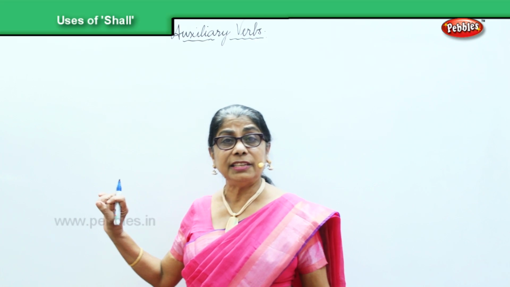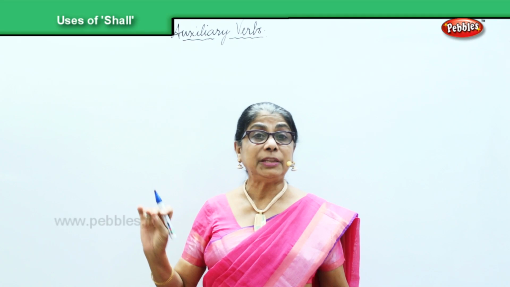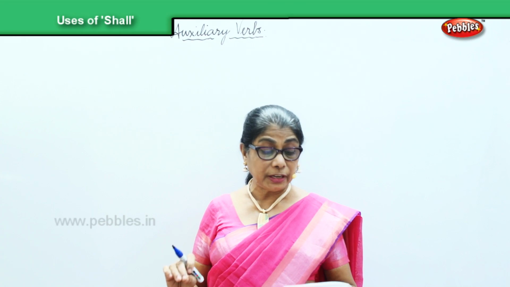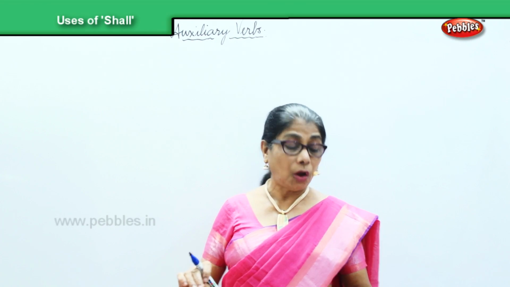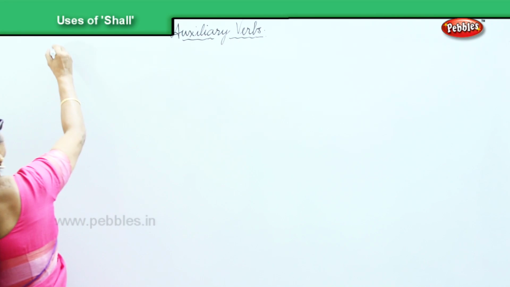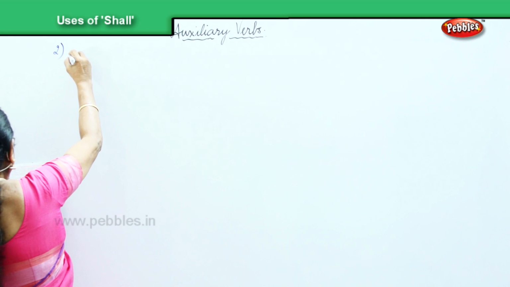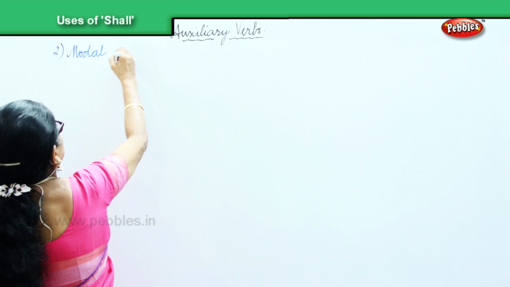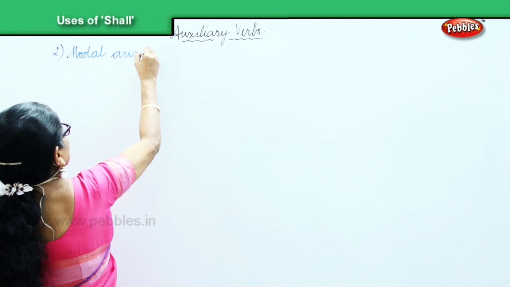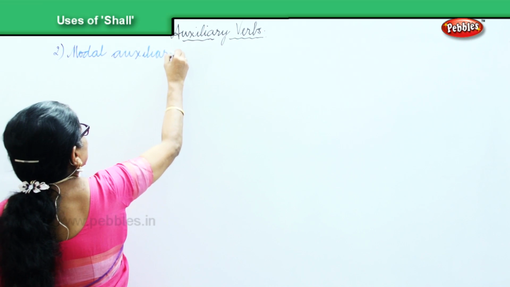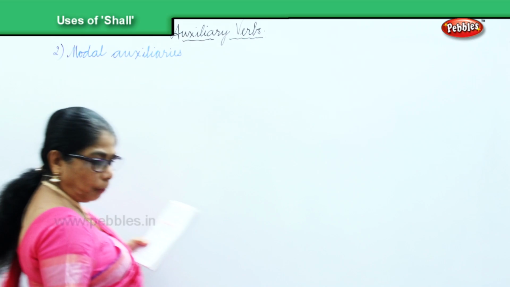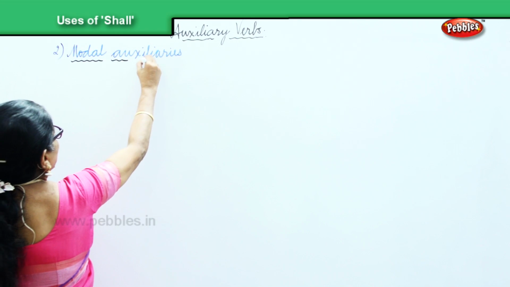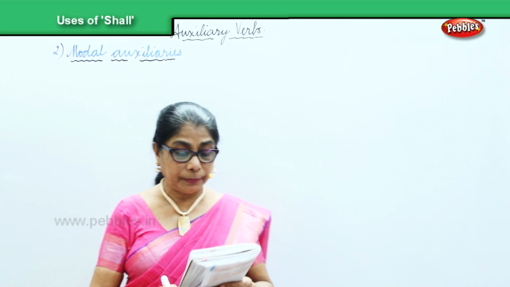We had done the first kind of auxiliary verb, that's the principal auxiliaries. Now we look at the second kind of auxiliary verb, that is the modal auxiliaries. So that's the second one. The second one is modal auxiliaries. Modal auxiliaries. Okay? The second type, the second kind of auxiliary verb.